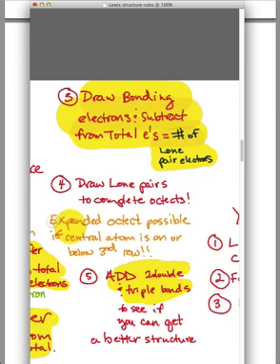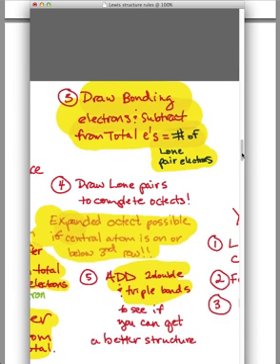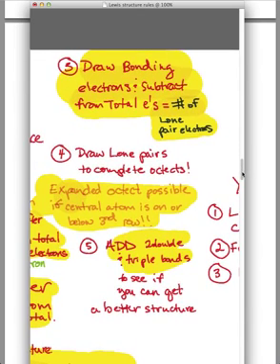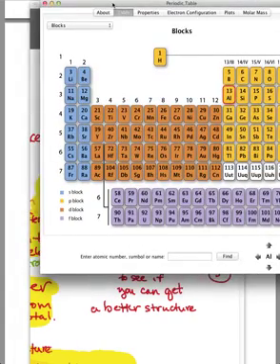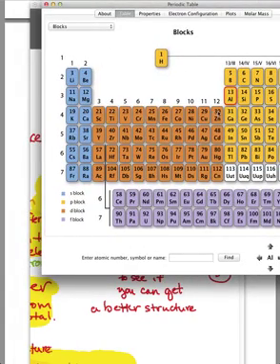Okay. Now, expanded octet is possible if your central atom is on or below the third row of the periodic table. That's due to the fact that once we get to the third row, we have all these orbitals found, the 5 orbitals in the d subshell.